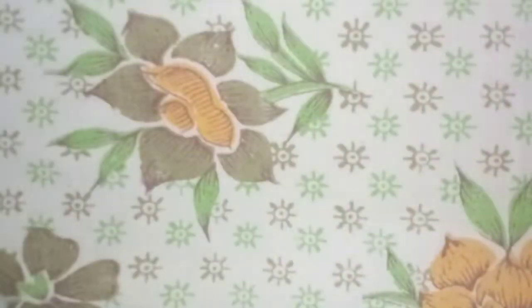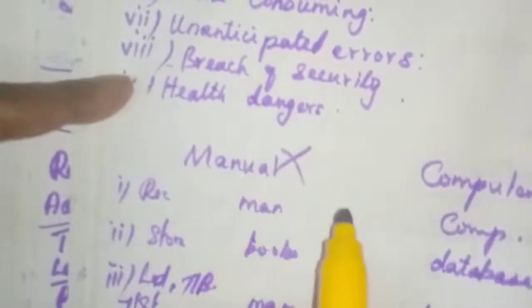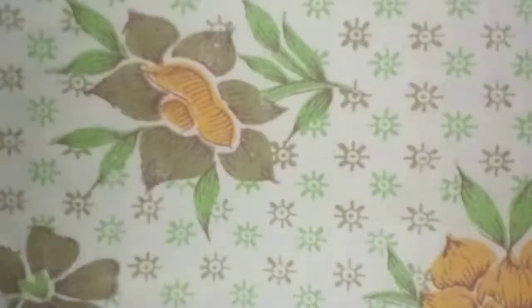I want to tell you one thing. In the previous class, we have seen the differences between computerized accounting and manual accounting. This syllabus is not available. Okay. In the reduced syllabus, that heading is not available, so no need to learn. So today we will learn the accounting software.